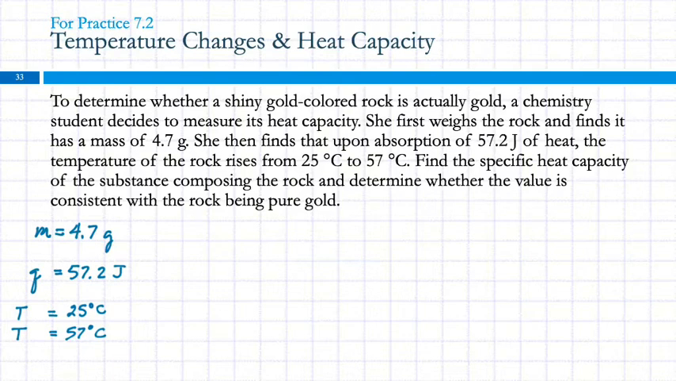One of those is initial and one's final. What's the initial temperature? 25, right? It goes from 25 to 57. So 57 is the final temperature.